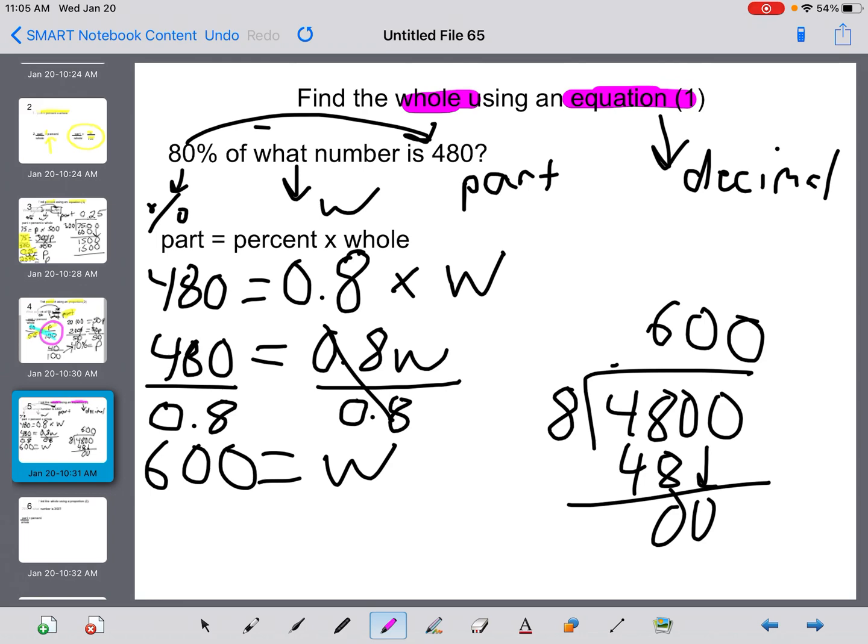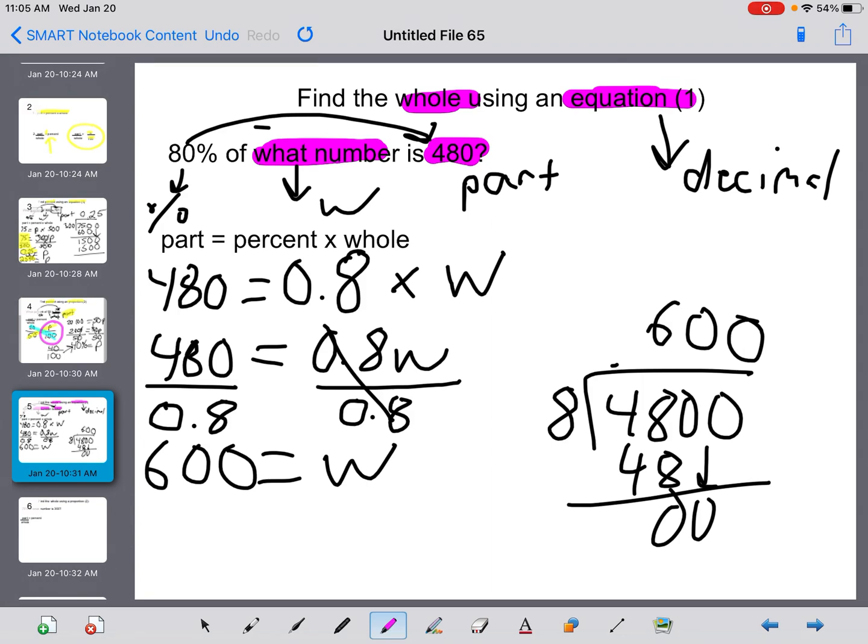Now, again, grade 7, always go back to the question and just use some mental math. Does that make sense? If my whole number is 600, does it make sense that 80% of it, so over half, but not quite 100%, is 480? Yes, that does make sense. If you ended up that your whole number was like 60,000, you would be able to think to yourself, that doesn't make sense that 480 would be 80% of 60,000.